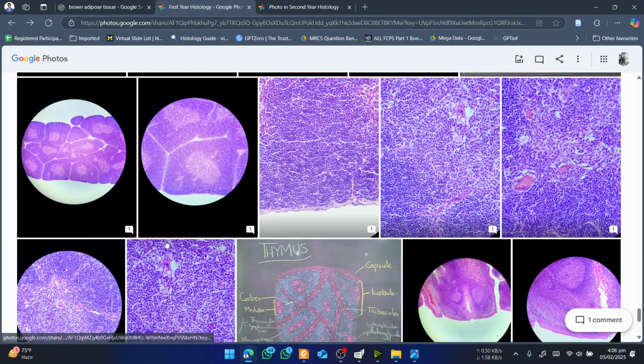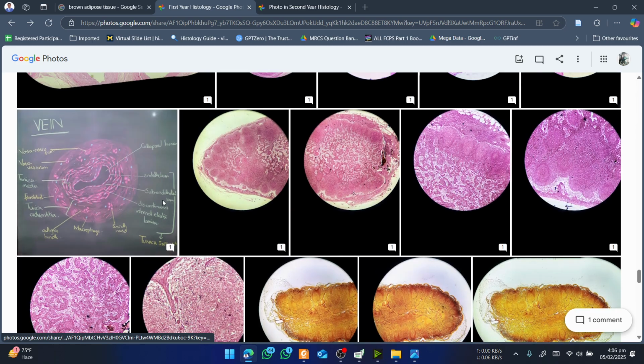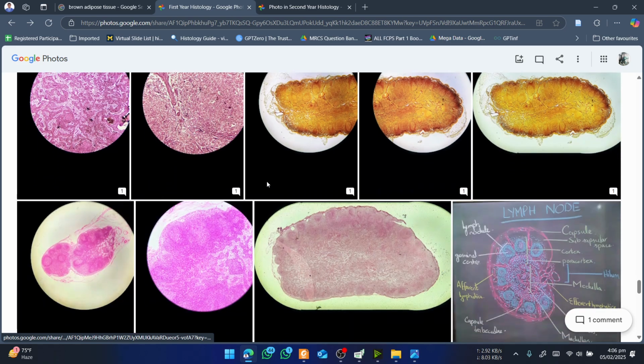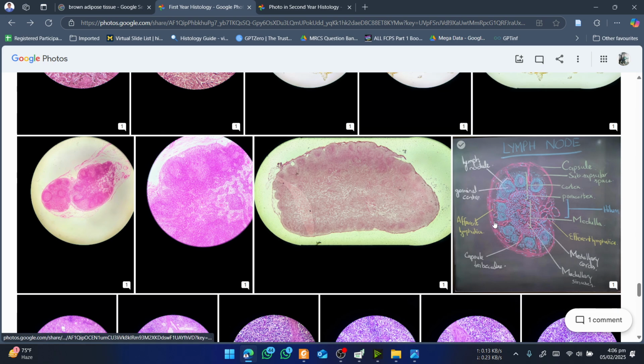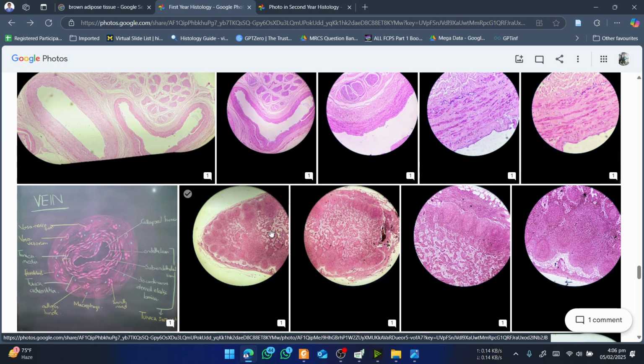So an easy one, I think, to start is lymph node. It is a good place to start. Okay, a lymph node has lymph nodules in the periphery, and capsule in the outermost layer, and medulla in the center. So you will have a picture somewhat like this.